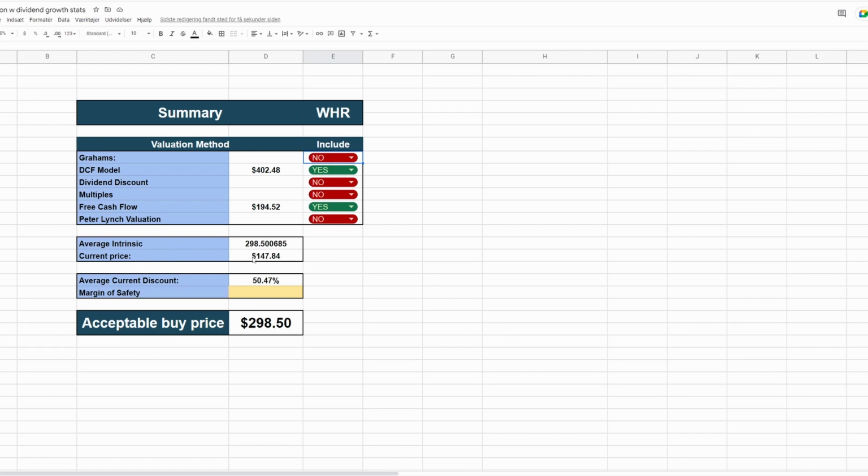At the current price of 147, it could indicate an average discount of 50%. So even though we put in maybe a really high margin of safety of 50%, we arrive at an acceptable buy price at the current price.